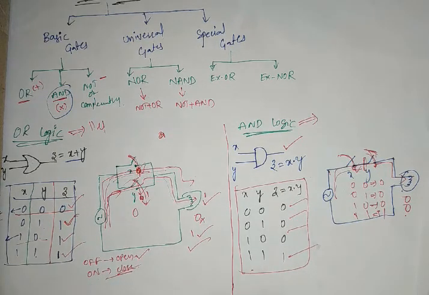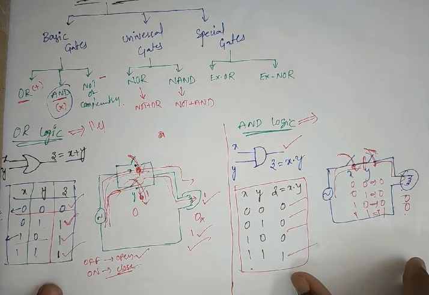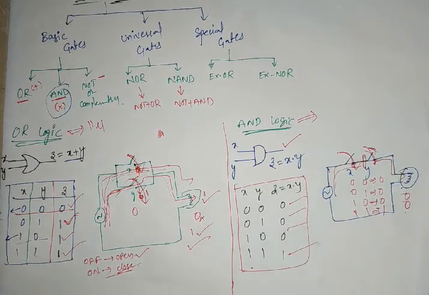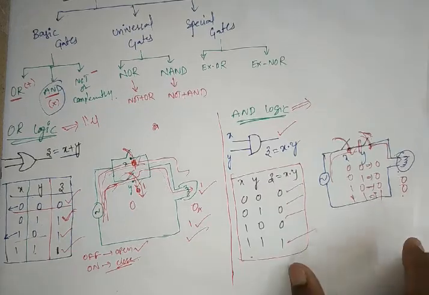So the basic gates are the AND gate, OR gate, and NOT gate. Now we'll see what the NOT logic is. Does everyone understand OR logic and AND logic? Next, the NOT gate. The NOT gate is also known as the complementary logic. Okay, now we'll see.